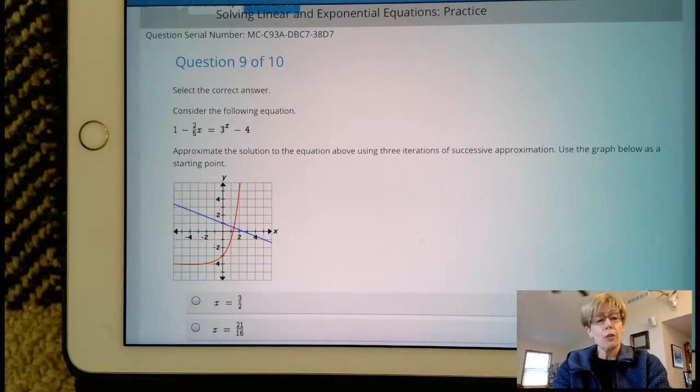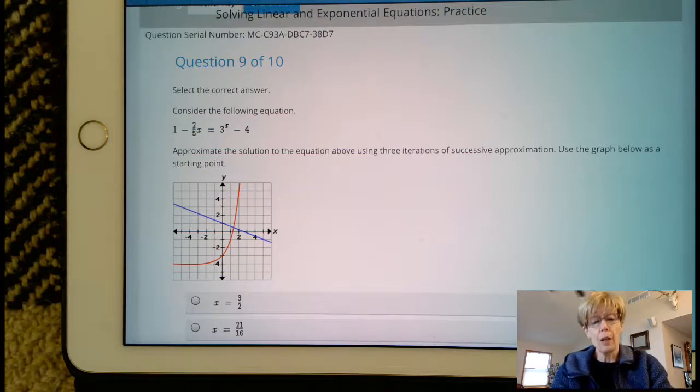Consider the following equation. 1 minus 2/5 x equals 3 to the x minus 4. Approximate the solution to the equation above using 3 iterations of successive approximation. Use the graph below as a starting point. So the nice thing here on this particular problem is that we don't have to type the equation into Desmos. We already have it.